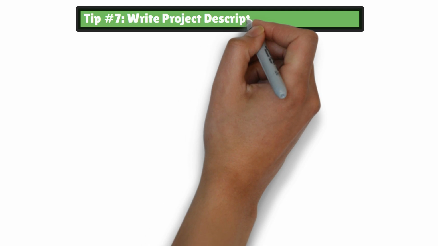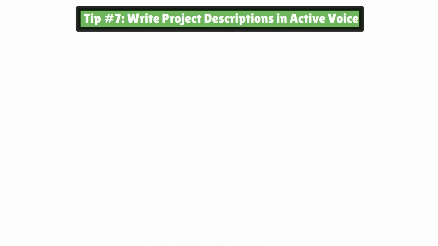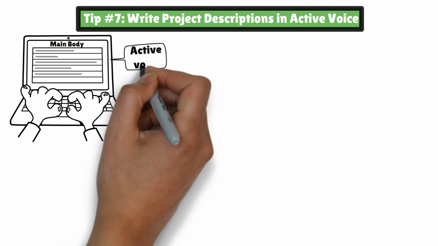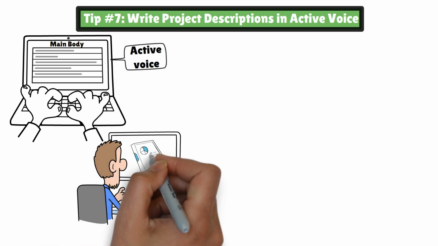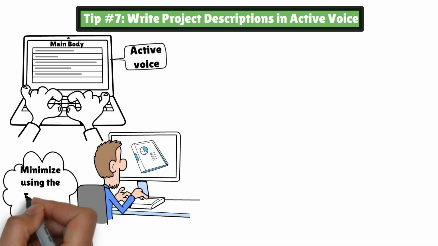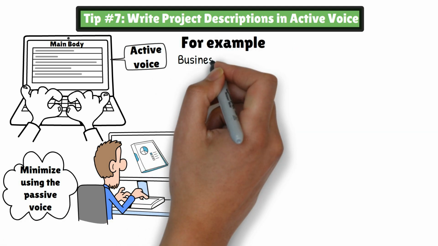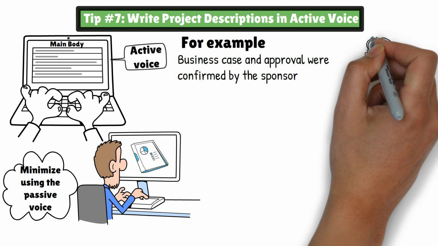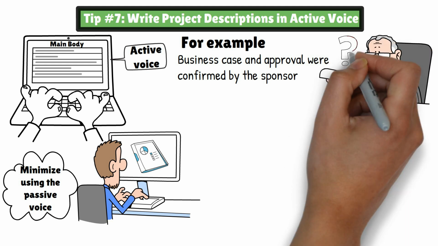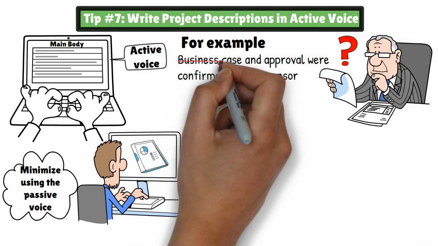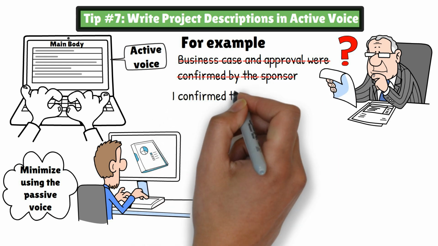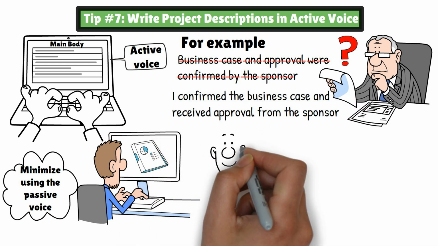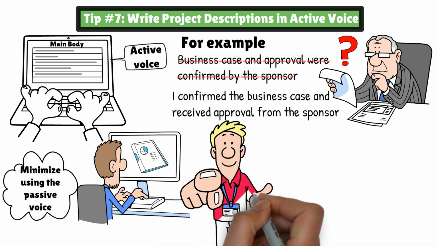Tip number 7. Write project descriptions in active voice. When you write the main body of the project description, you should write in active voice to clearly show that you perform the tasks and minimize using the passive voice. For example, saying business case and approval were confirmed by the sponsor, in a passive voice, will make PMI wonder who did the work and what was your role in this activity. However, you can change it to I confirmed the business case and received approval from the sponsor. Writing in an active voice will make your involvement clear to the PMI audit committee.